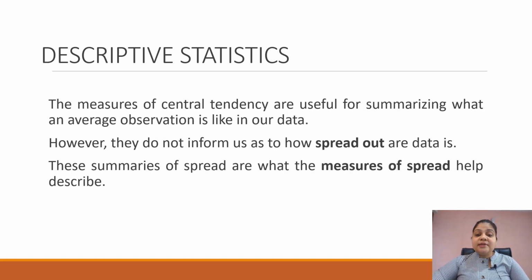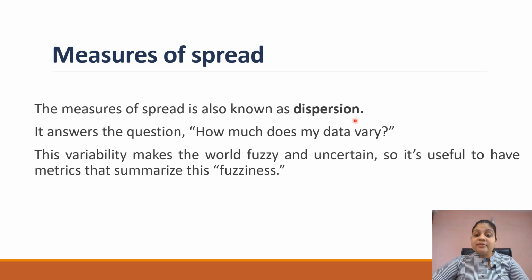Now central tendency basically summarizes the data around the center, or it is based on the average observation of our data. But it does not tell us how the spread of the data is. So to measure the spread of the data, we need measures of spread. Measure of spread is also called dispersion. It basically answers the question how much the data varies.